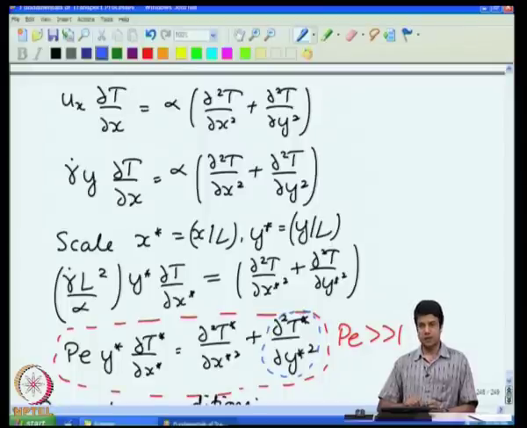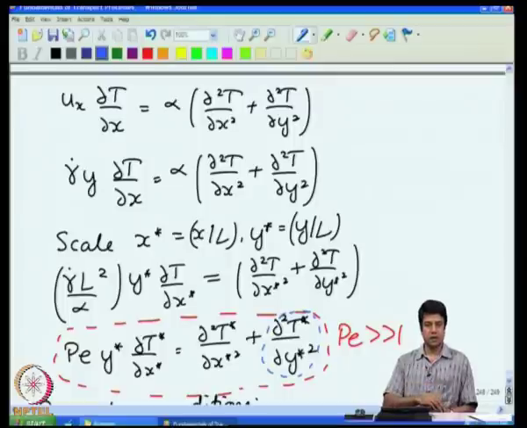The physical reason is, as I have been telling you numerous times during the course of these lectures, convection transports mass, momentum and energy only along the flow direction. Transport across streamlines can take place only due to diffusion, because convective transport takes place only along the flow direction. Diffusion has to take place perpendicular to the flow direction.